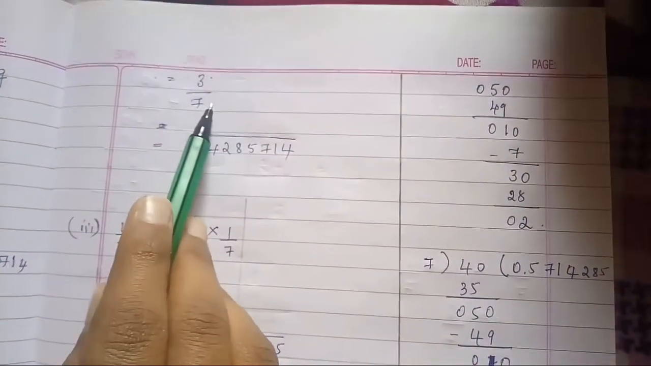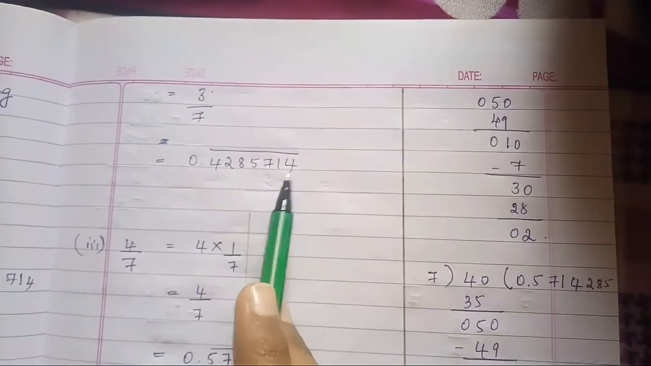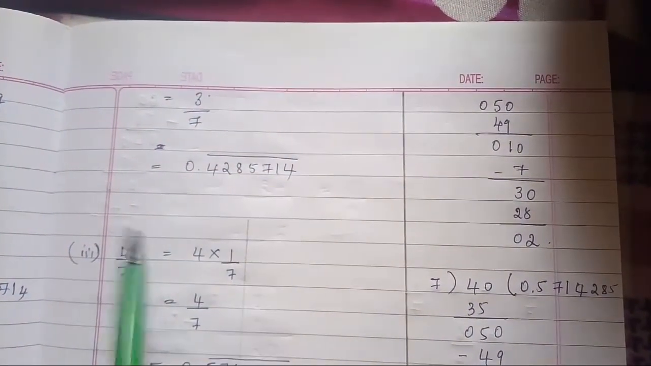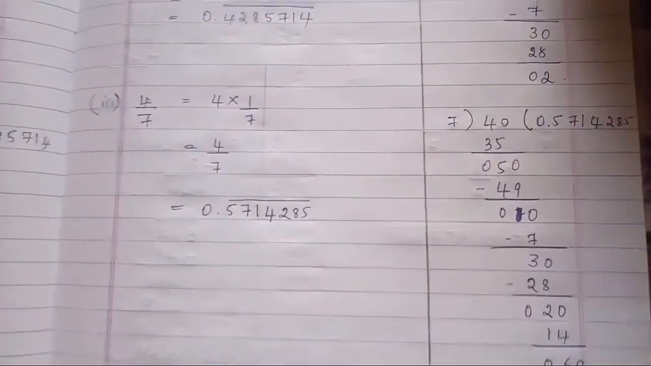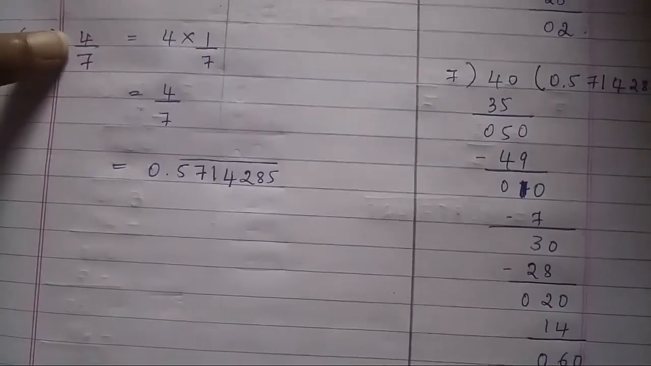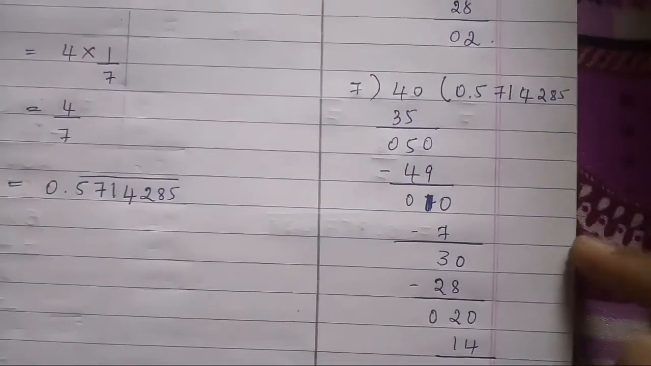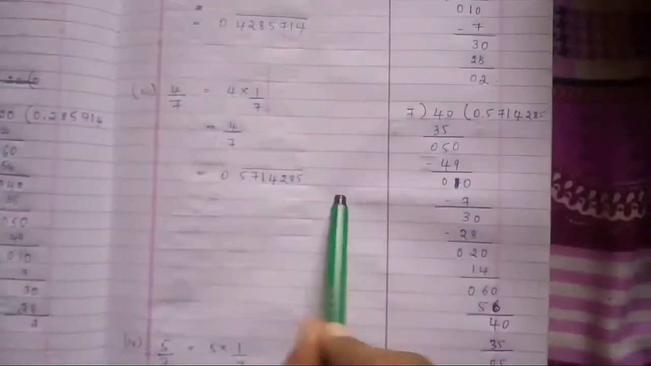3 into 1 by 7 is 3 by 7, that is equal to 0.428571 with the whole bar. The bar indicates that it is a non-terminating repeating decimal expansion. Similarly, we have to do 4 by 7, equal to 4 into 1 by 7. In the side space, you have to divide this. We will get 0.571428 with the whole bar. Put a bar.